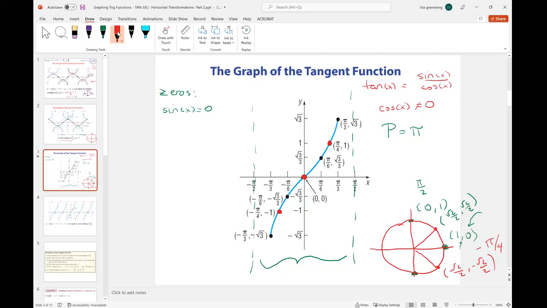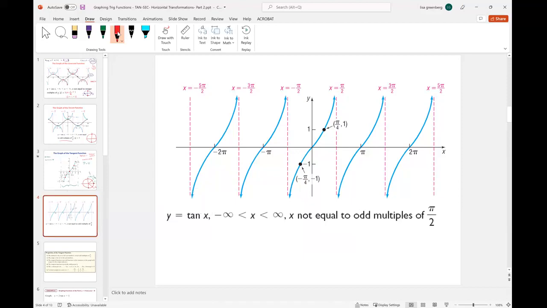And I'm going to show you another graph of it going out forever. So here's what it basically looks like when we go from negative infinity to positive infinity. And we have, again, our asymptotes at all odd multiples of pi over 2. The last slide showed us just this right here, the one closest to the origin.